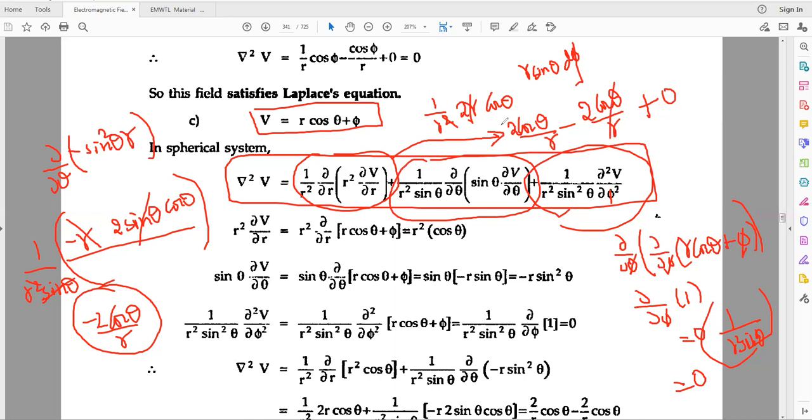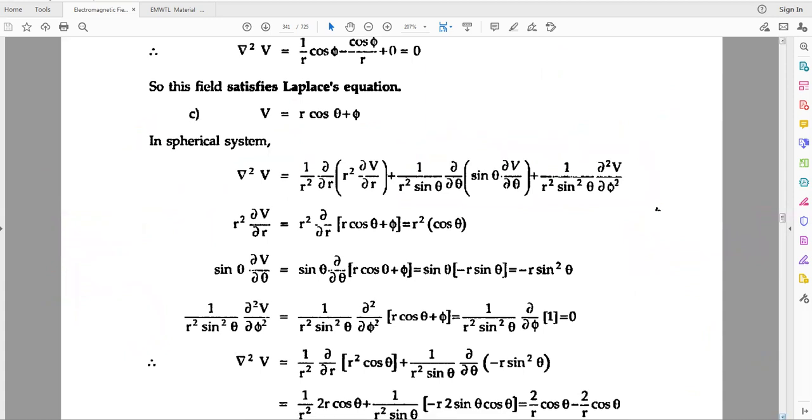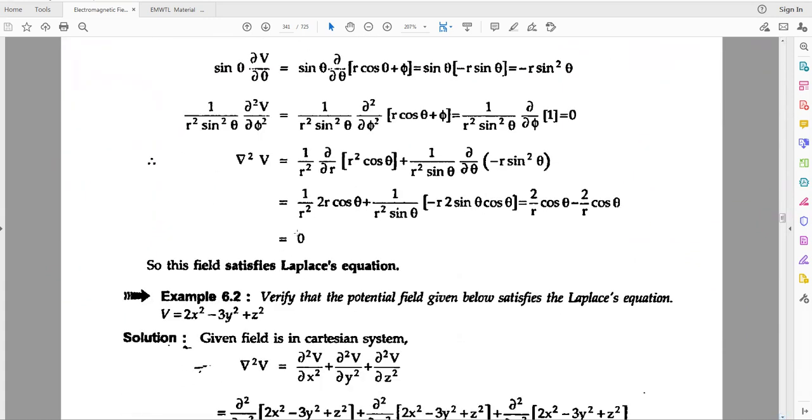So 0, plus 2cosθ/r and minus 2cosθ/r, both cancel to zero. Finally del squared V is equal to 0 for this function V = r cosθ + φ, and it is also satisfied. The third one is also satisfied: del squared V is equal to 0. So this field satisfies the Laplace equation. Got it, my dear students? Of the three given potentials, the first does not satisfy the Laplace equation, and the second and third satisfy it, that is, del squared V equals 0.